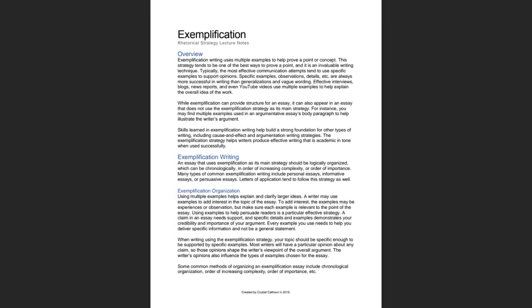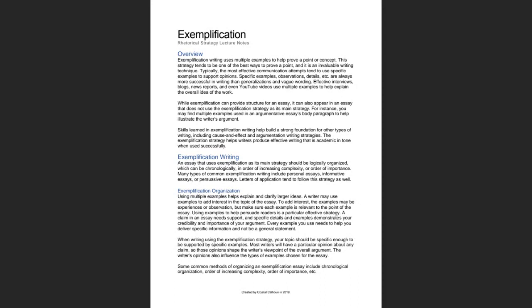Okay. Skills learned in exemplification writing help build a strong foundation for other types of writing, including cause and effect and argumentation. The exemplification strategy helps writers produce effective writing that is academic in tone when used successfully. An essay that uses exemplification as its main strategy should be logically organized, which can be chronologically, in order of increasing complexity, or in order of importance. Many types of common exemplification writing include personal essays, informative essays, or persuasive essays. Letters of application tend to follow this strategy as well. Using multiple examples helps explain and clarify larger ideas.